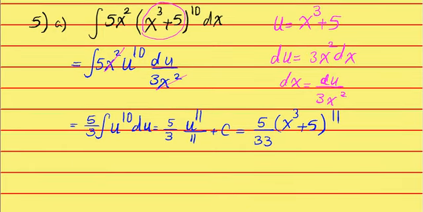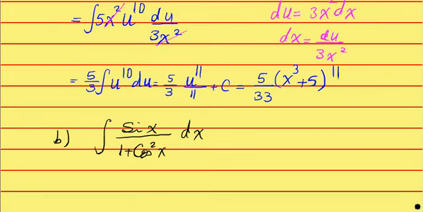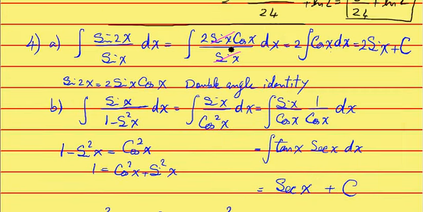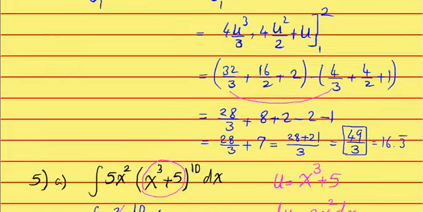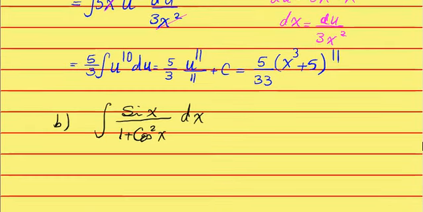Problem B is asking us to do the following: sine of x over 1 plus cosine squared of x dx. Remember, in the previous trig problems that we were doing here, we were looking for some trig identity that helped us. How do we know if a trig identity is to be applied or substitution? We really don't. We just do trial and error and see what works.